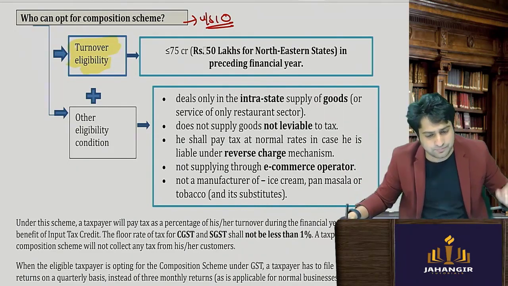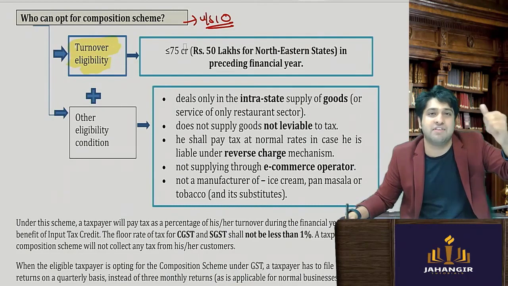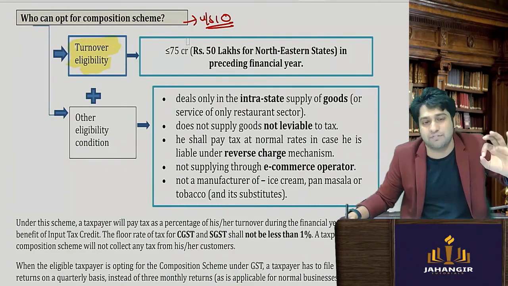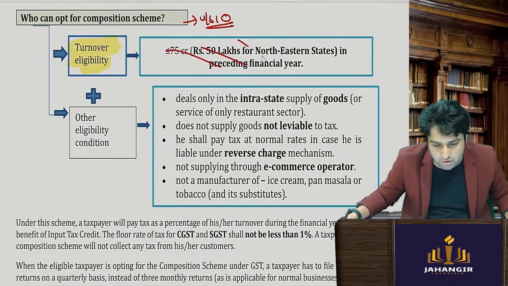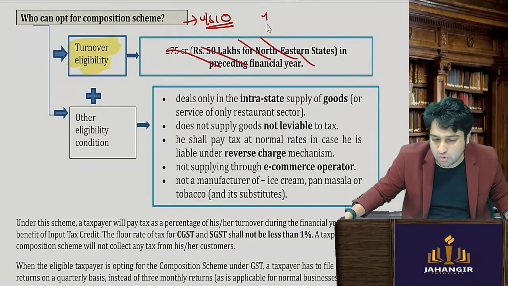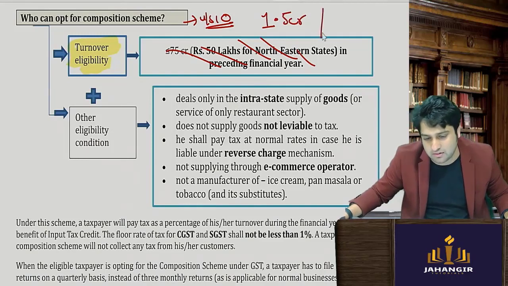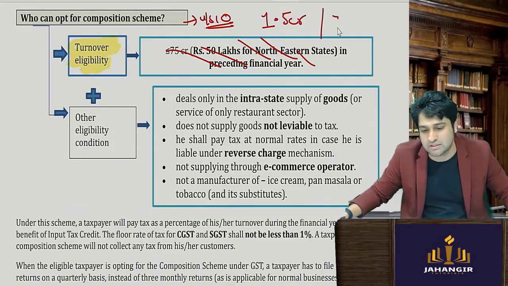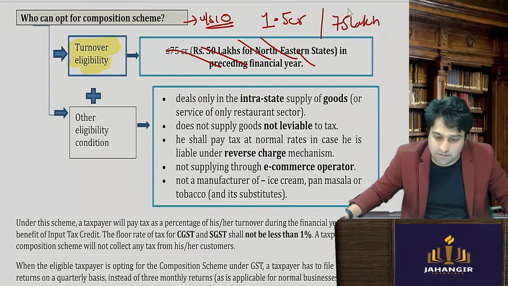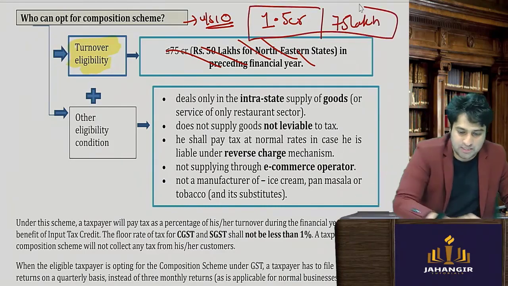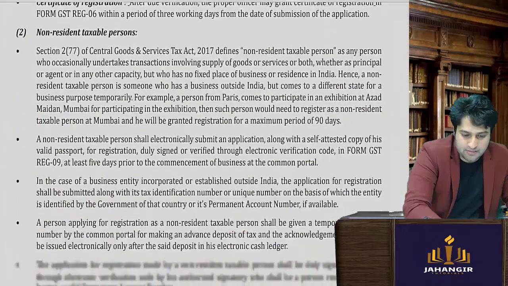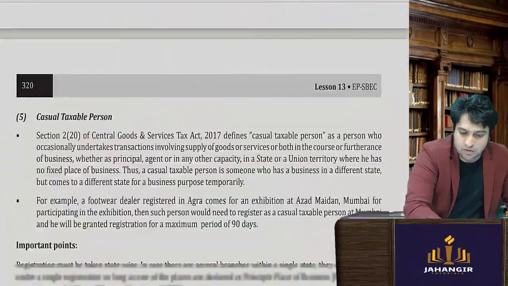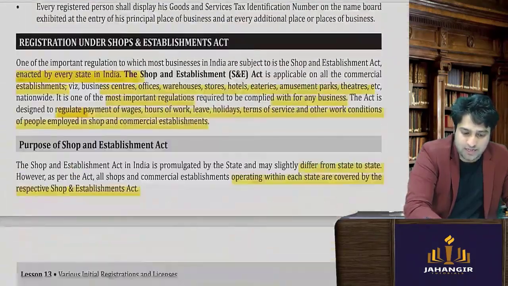So what happens? Turnover eligibility, that 75 crores and 75 lakhs and 1 CR. Okay, I think they've given it wrong here. Fully wrong they've given you. So it is 1.5 CR, and for northeastern states it is 75 lakhs. They fall under the composition scheme. Now directly we go to the next part. Till here we can pull off in case they ask.